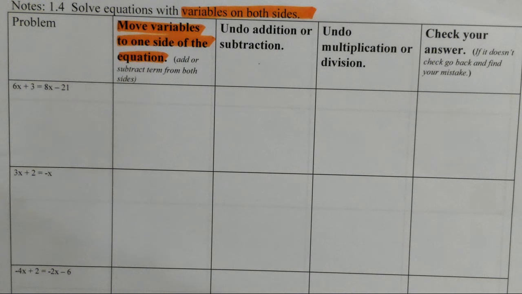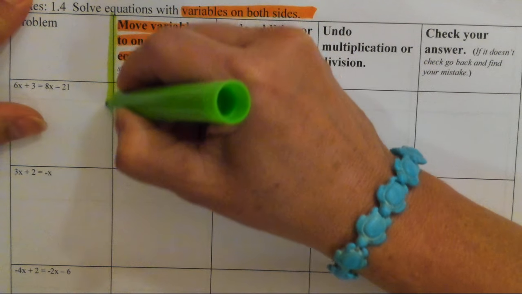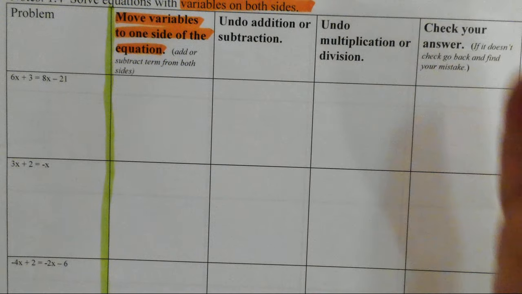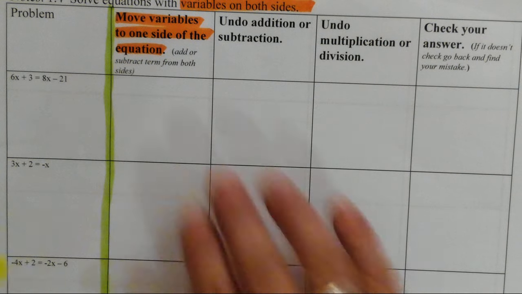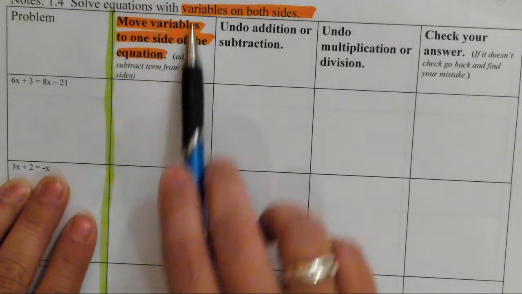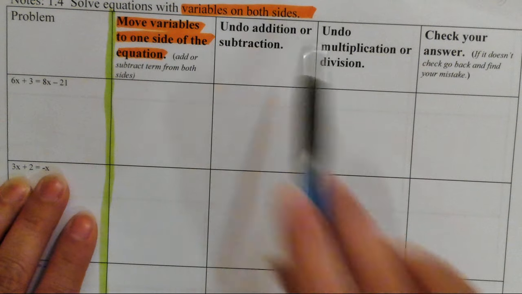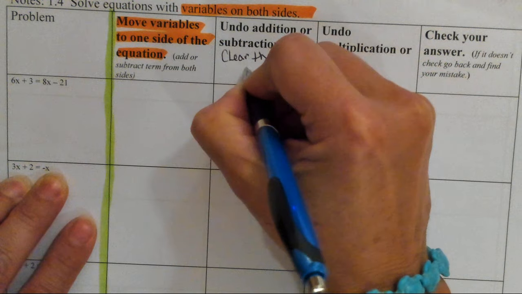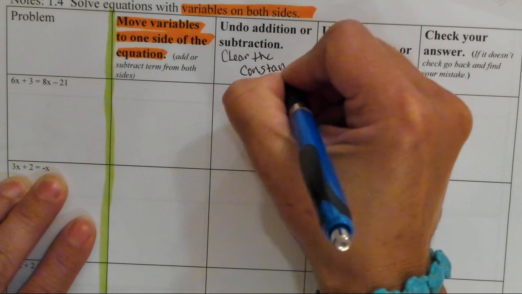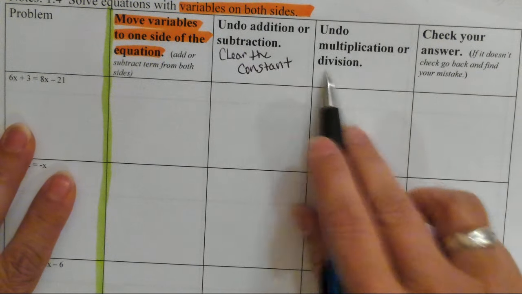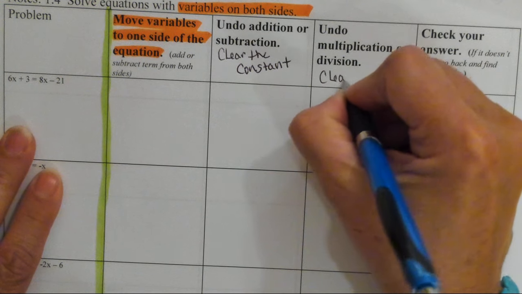Now, to compare this to what we saw in the last table, this is where the equal sign is. So all of these moves from here to here involve doing the opposite operation, these three moves here. So this is our new one. We have undone addition or subtraction. We also call that clear the constant. We use the addition or subtraction property to do that. We undo multiplication or division. We've been calling that clear the coefficient.